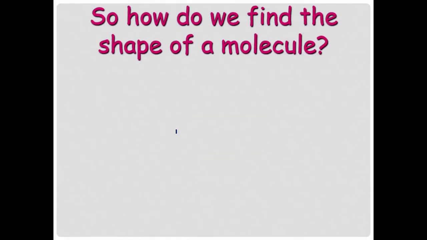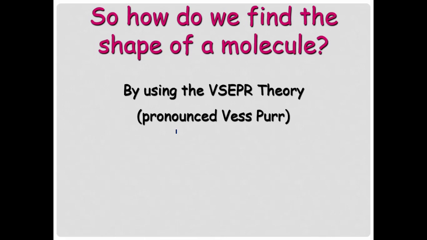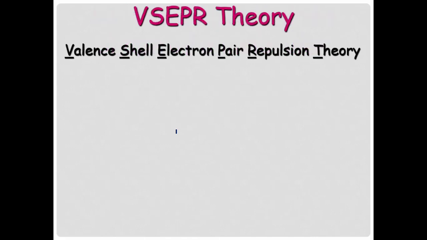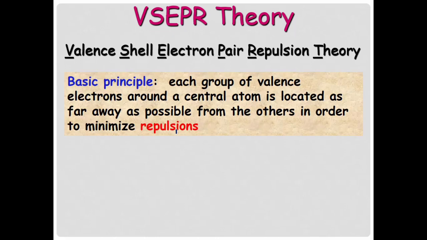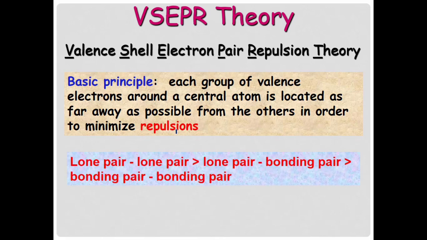So how do we find the shape of a molecule? We will use VSEPR theory. We call it VSEPR. Okay, VSEPR theory, valence shell electron pair repulsion theory. The basic principle is each group of valence electrons around a central atom is located as far away as possible from the others in order to minimize repulsions. And the strength of repulsion: lone pair versus lone pair is stronger than lone pair versus bonding pair, which is stronger than bonding pair versus bonding pair. Okay.